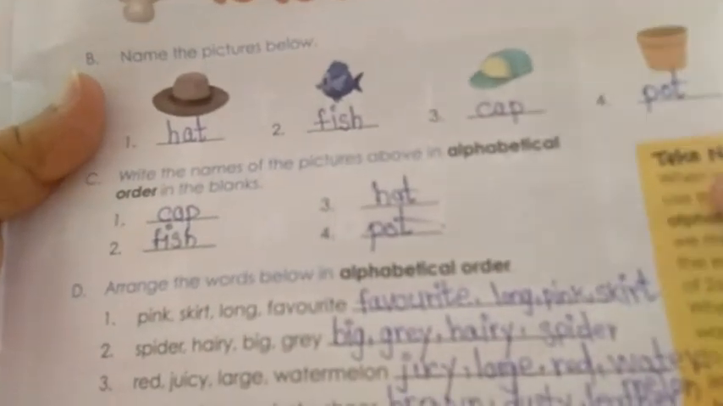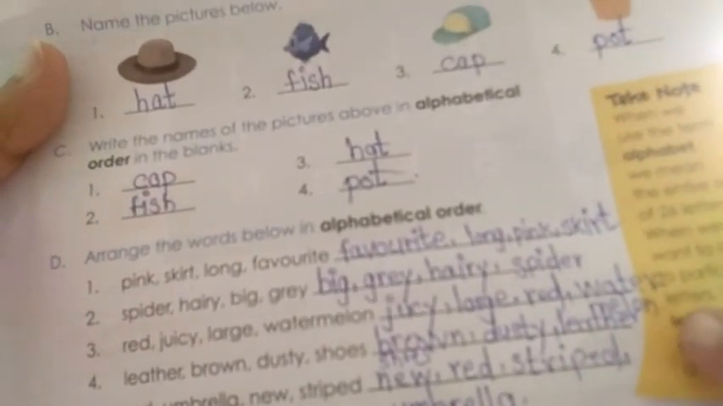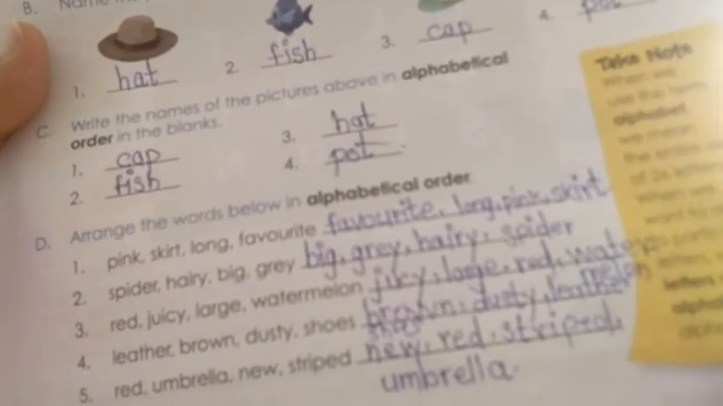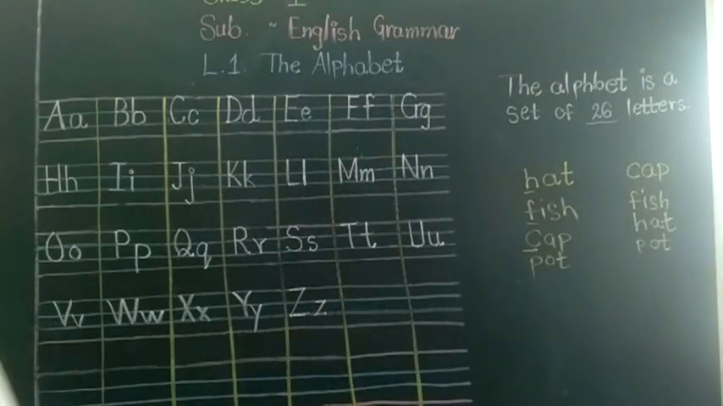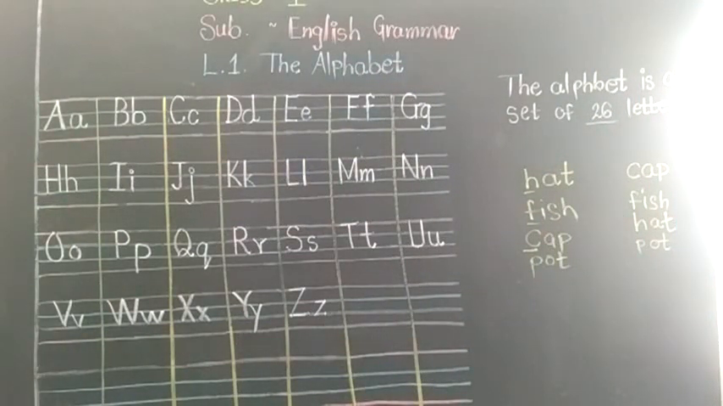See, when we use the term alphabet, we mean the entire set of 26 letters. And when we want to refer to a particular letter, we say letters of the alphabet, not alphabets. Understood? So children, I have completed your alphabet topic, only their sound and alphabetical order. So see you soon in the next period, children.